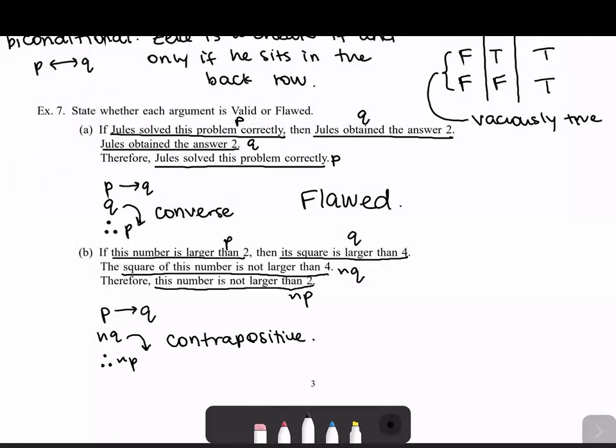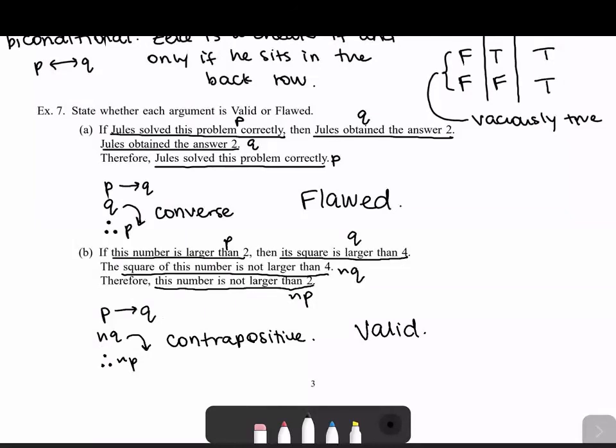Okay, so remember that the contrapositive is logically equivalent to the conditional, right? Because we flipped their places and we negated them. It's the same thing as doing a negative twice. We end up with the same result. So that means that this is actually a valid argument because we took the conditional, P implies Q, and we concluded the contrapositive, not Q implies not P. And since those are logically equivalent, this is a valid argument.